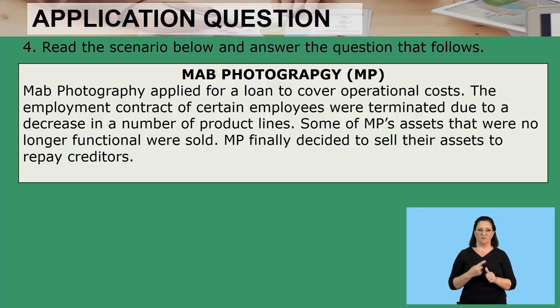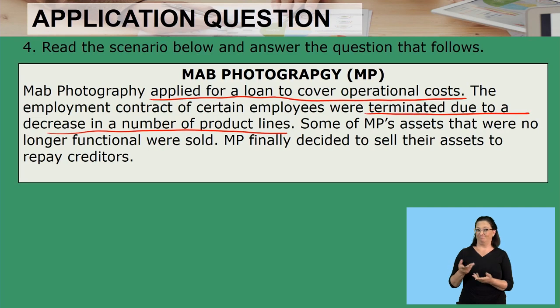It says here, read the scenario below and answer the question that follows. We've got MAB photography, which is MP. MAB photography applied for a loan to cover operational costs. The employment contract of certain employees were terminated due to a decrease in the number of the product lines. It said, some of MP's assets that were no longer functional were sold. Right, it says some of the assets, at least it's not all of them.